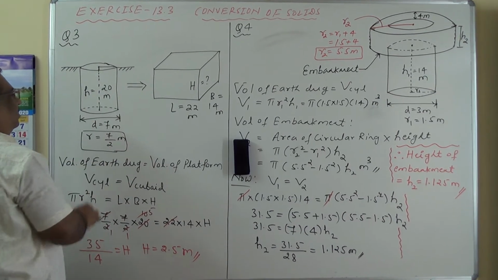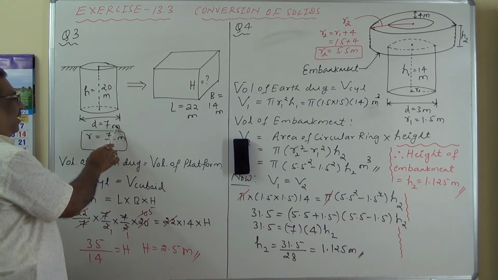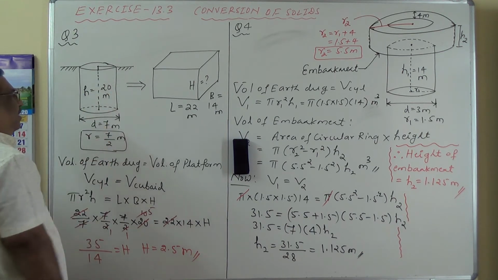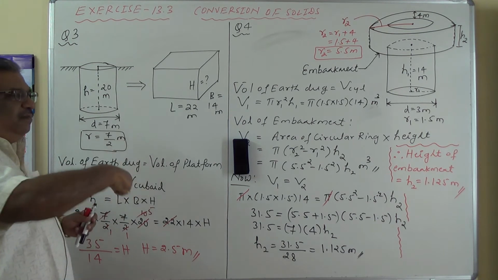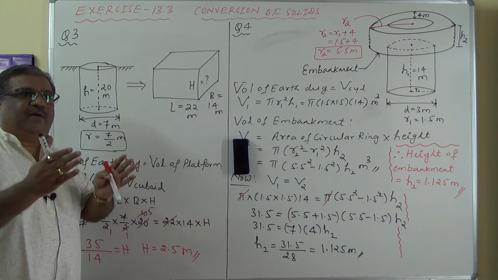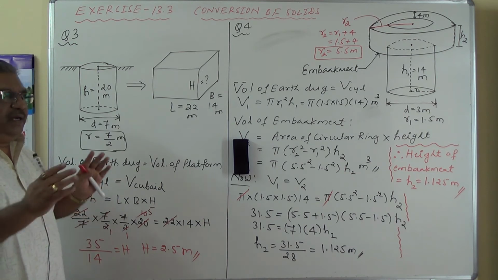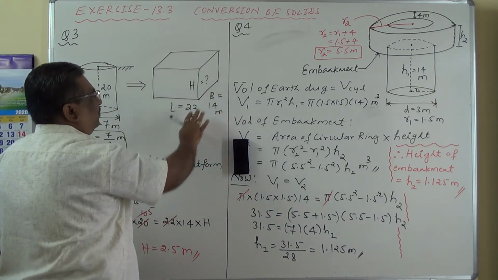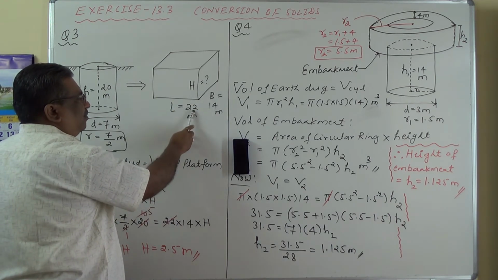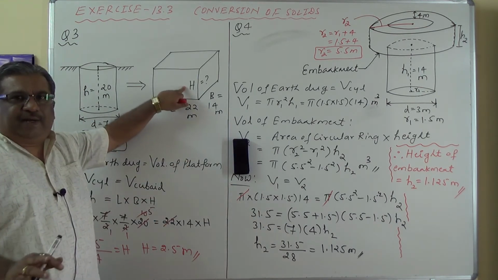This is a well, and the well is in the form of a cylindrical shape, and diameter is 7 meter, therefore radius is 7 by 2 meter, and the depth of the well is given as 20 meter. So earth is dug from this well. When the earth is dug from this well, the quantity of earth dug is equal to the volume of this cylinder, and that earth is spread evenly in the form of a platform whose dimensions are length 22 meter and breadth 14 meter. We need to find out the height of this platform.